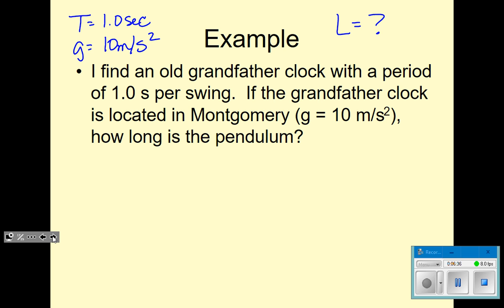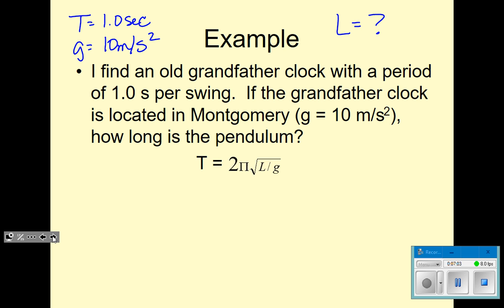So I have a grandfather clock here in Montgomery that has a period of 1 second per swing. I want to know how long the pendulum is for this to happen. So I know that the period is 1 second, and I know gravity is 10 meters per second squared, and I'm looking for the length.